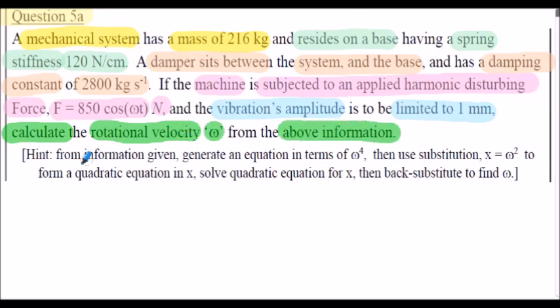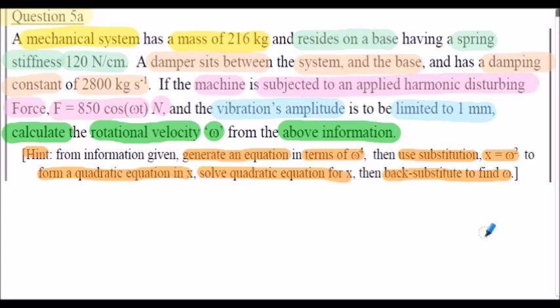There's a hint in the question here. From the information, we've got to generate an equation in terms of omega to the power of 4. We then use a substitution that x is equal to omega squared. This will then form a quadratic equation in x. We solve the quadratic equation for x, and then we can back substitute to find the value of omega.